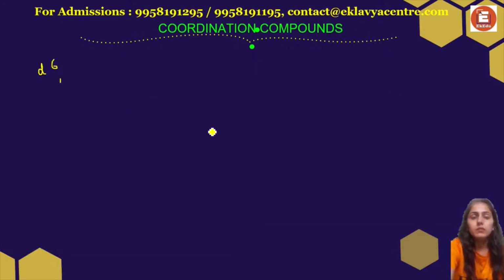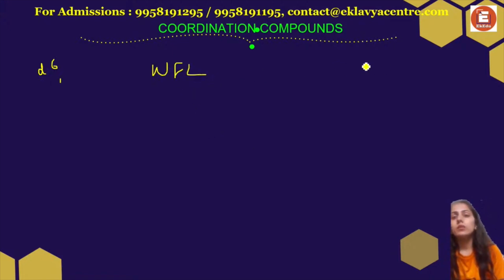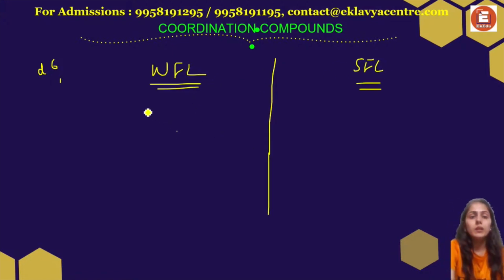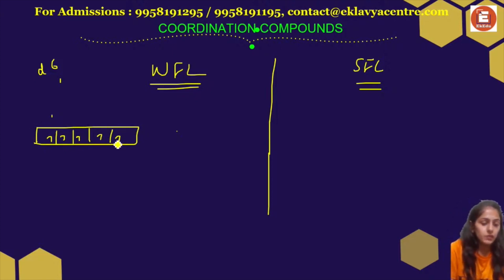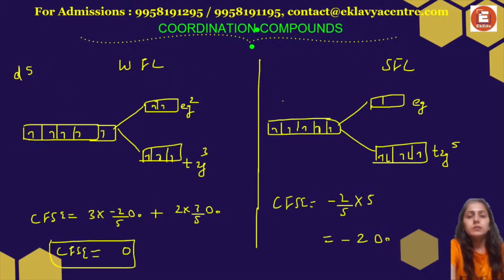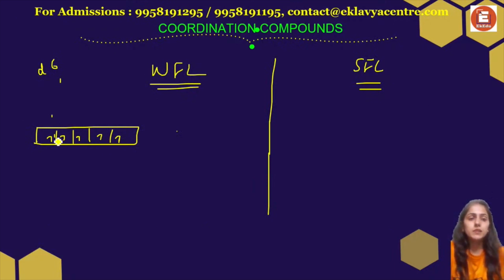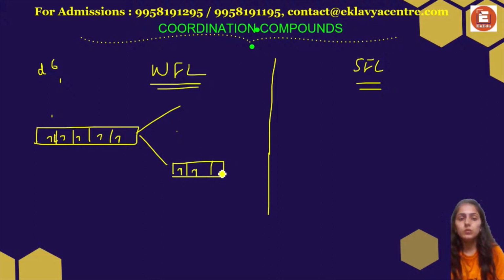Next, D6. We'll quickly discuss these cases, weak field ligand and strong field ligand. Now what happens in case of weak field ligand? We know that T2G, 1, 2, 3, 4, 5, and we have 6 electrons here. So weak field ligand: T2G 1, 2, 3, Eg 1, 2. Then the 6th electron comes here. So it's T2G4, Eg2.